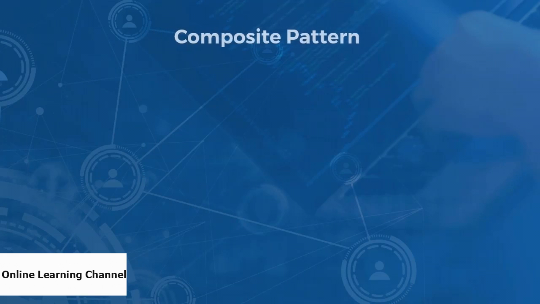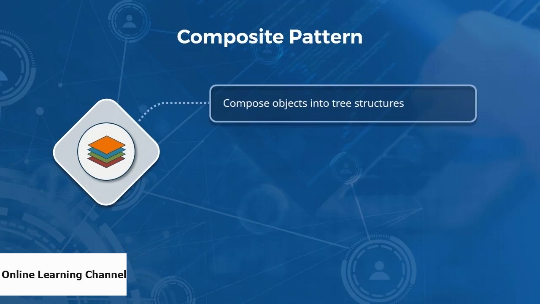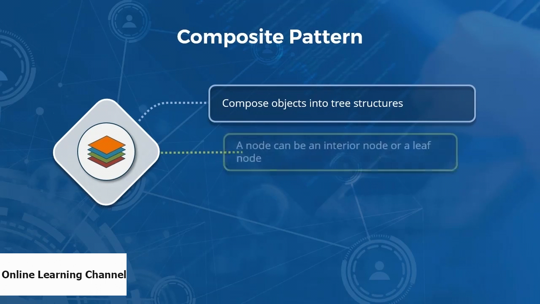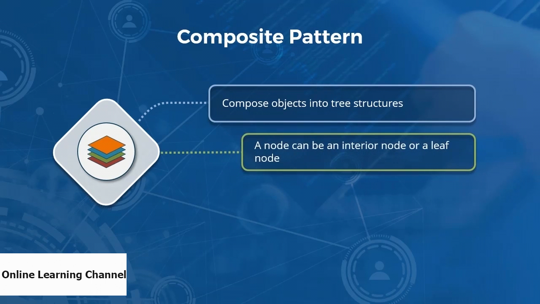The most natural way to represent composites is in the form of a tree structure. A tree structure contains a root node and then nodes which are child elements of the root node. So you'll compose objects into these tree structures, and a particular node might be an interior node or a leaf node. When you write algorithms that work with trees, you don't actually differentiate between nodes that are interior nodes or leaf nodes. You treat all nodes in exactly the same way.